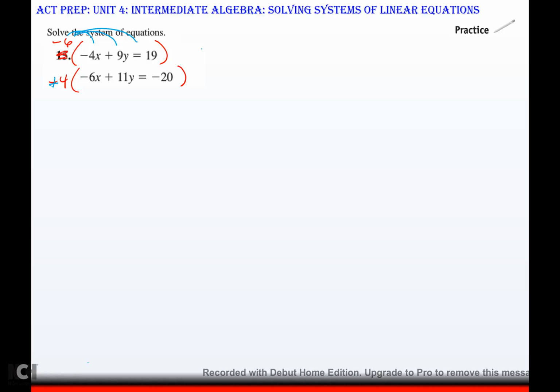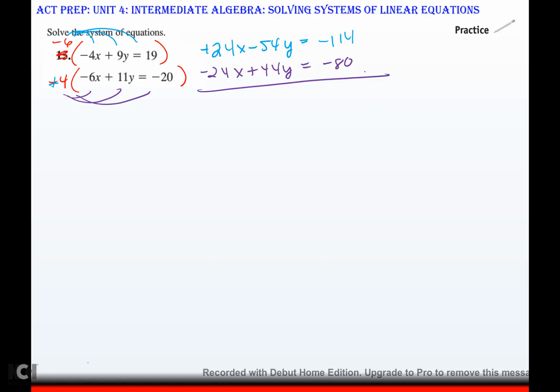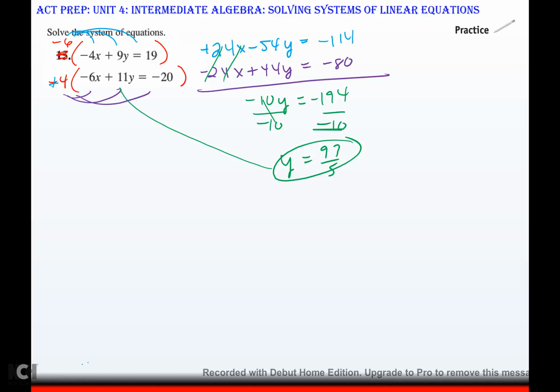Distribute on top. I get positive 24x, -54y equals -114. On bottom, distribute the 4. I get a -24x, a positive 44y, and a -80. And when I go to now add my equations, the x's cancel. I have -54 plus 44 is -10y equals -194. Divide by -10, divide by -10, I get y equals positive 97/5 if I reduce. Okay, now I'm going to have to plug that in.